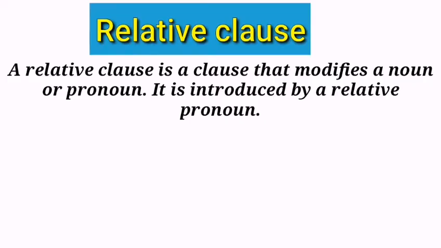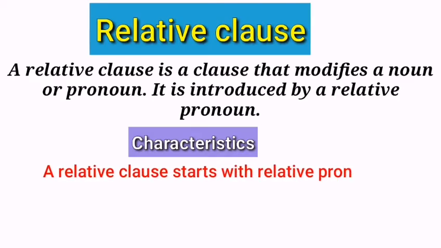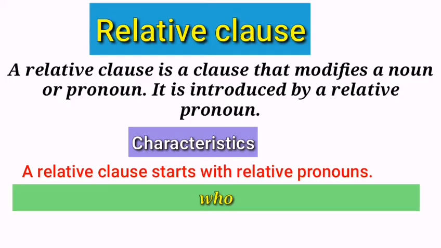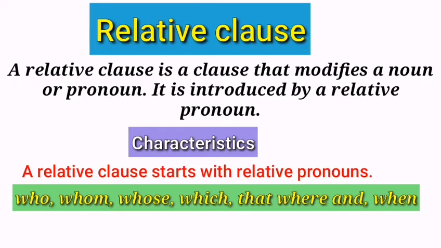Basically, if you want to identify a relative clause, then keep in mind these characteristics of a relative clause. The first one is, a relative clause starts with relative pronouns. Keep in mind this point because it will make you able to identify a relative clause in a sentence. Let me make it easier for you. A relative clause will start from these words: who, whom, whose, which, that, where and when, etc.